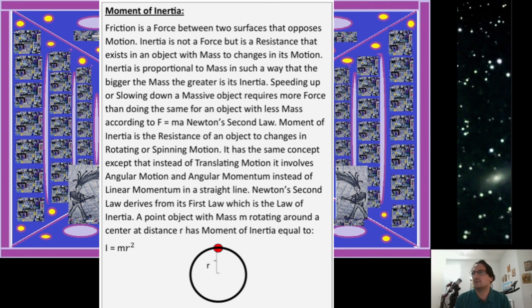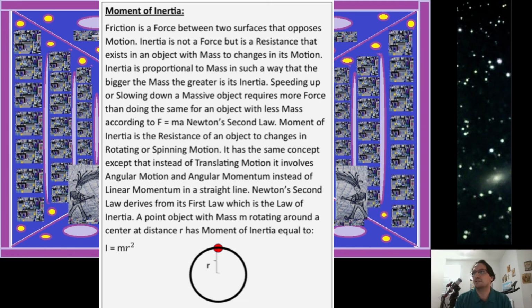Speeding up or slowing down a massive object requires more force than doing the same for an object with less mass, according to F equals ma. The greater the mass, the smaller the a, and the greater must be the force to overcome it to change its velocity. That's Newton's second law. Moment of inertia is the resistance of an object to changes in rotating or spinning motion.